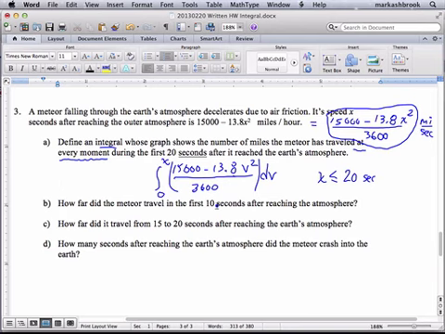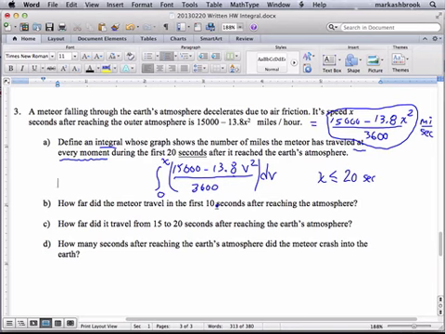So am I going to add the height of the atmosphere to this? No. Why not? Because you're tracking how many miles it went. Listen to what it wants: the number of miles the meteor traveled. So we're not going to have a starting value. The accumulations will start at 0, so we're not going to add anything in this case.